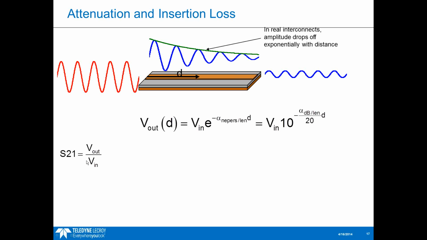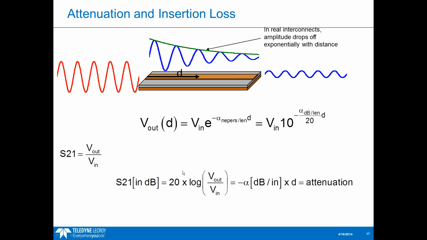If we convert that to S parameters, we can say S21 is V out over V in, and we can get this equation, which is basically telling us that S21 is giving us the insertion loss, which is essentially just the loss in dB per inch, which we're calling this alpha factor, times the distance of the interconnect.